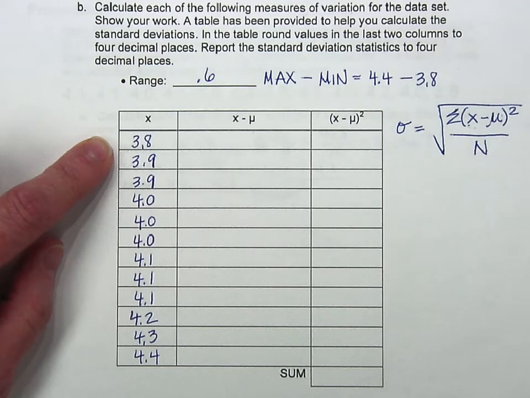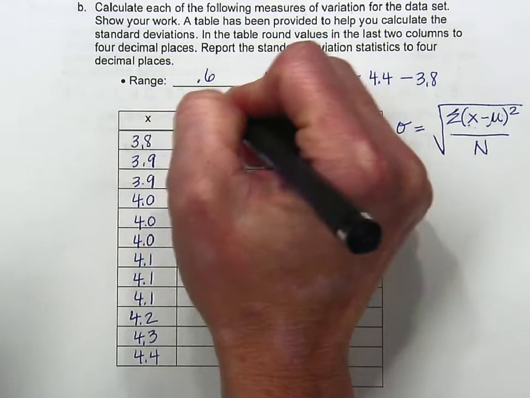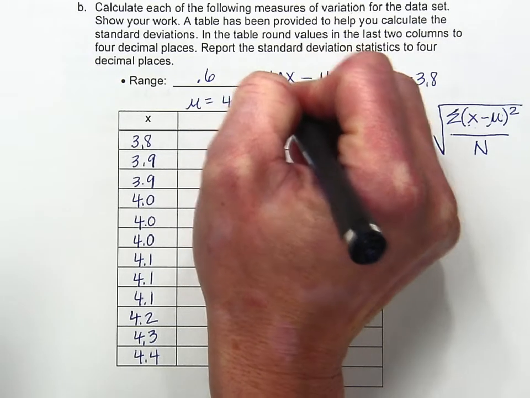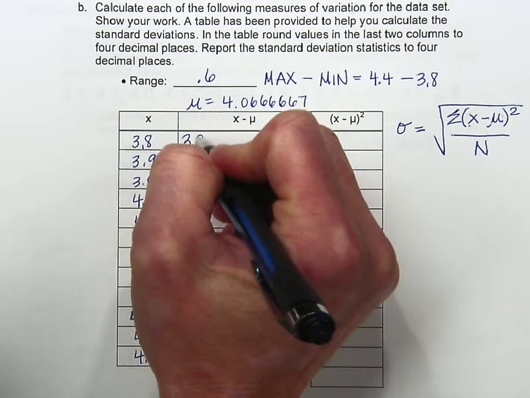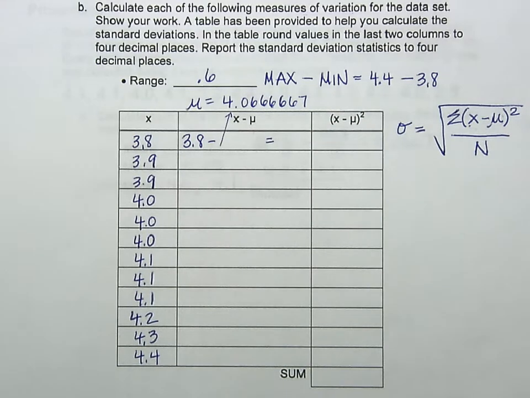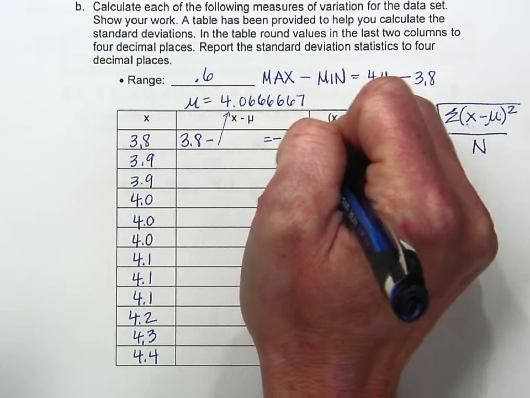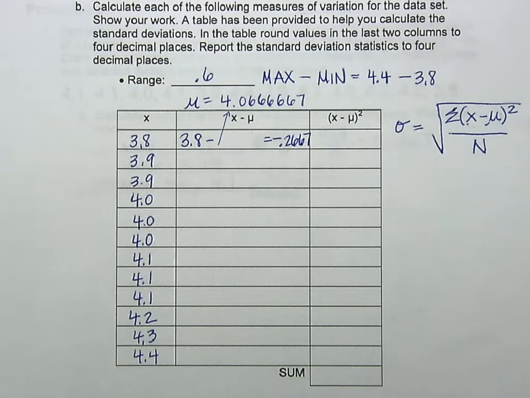Now, it's really important here that I do not use my estimated mean or my rounded mean. I need to do 48.8 divided by 12, and I get the mean is 4.066667. So I'm going to do 3.8 minus this number, and I will get 0.2666 repeating. I don't have room in this chart to write that, so I'm going to write negative 0.2667.